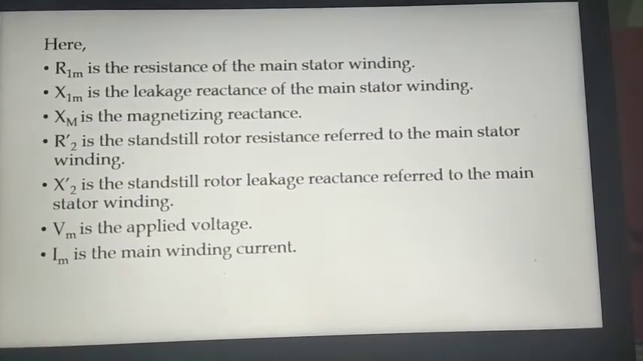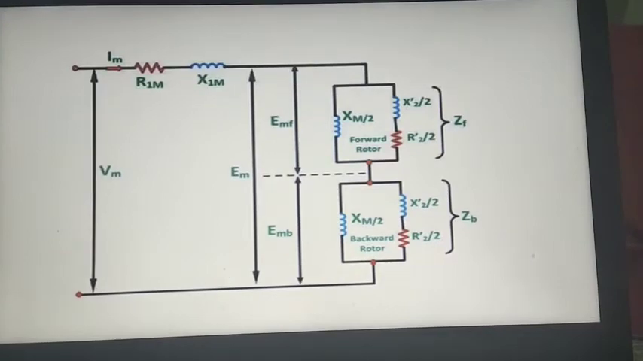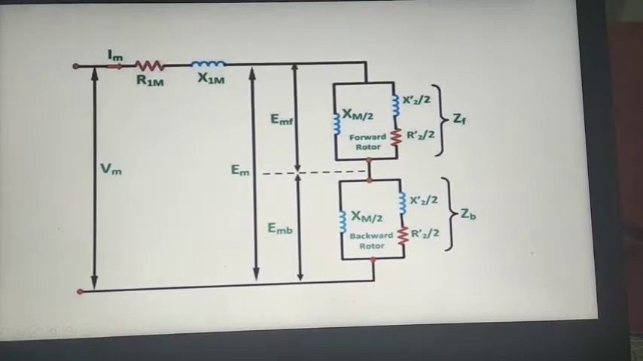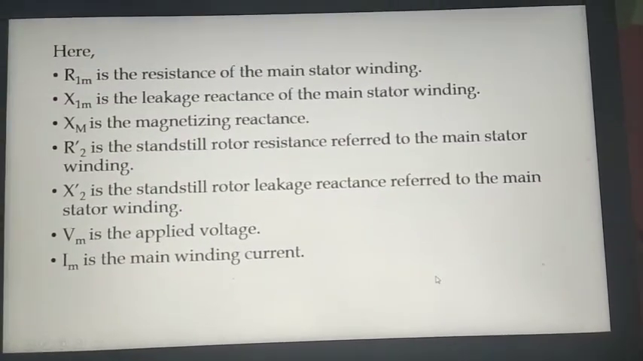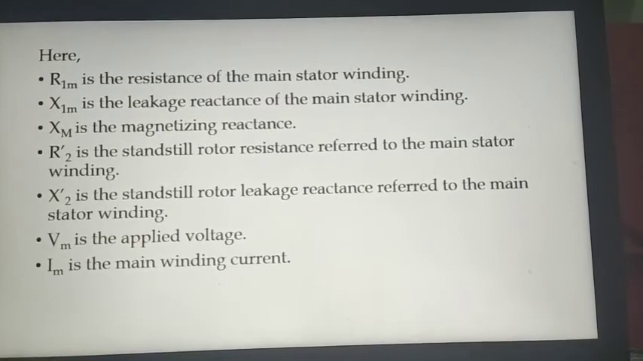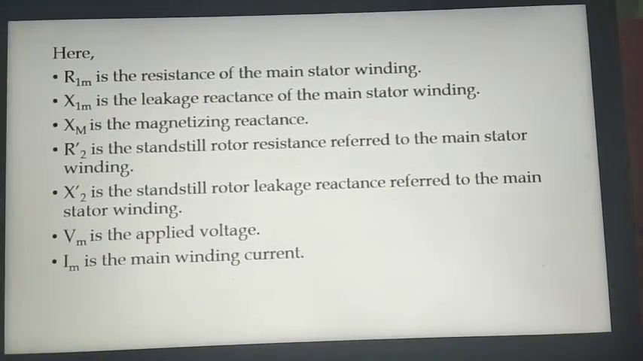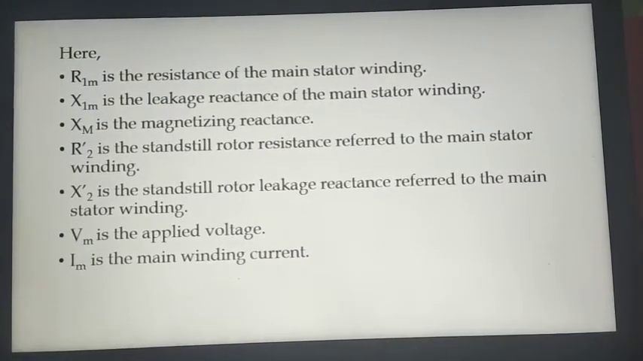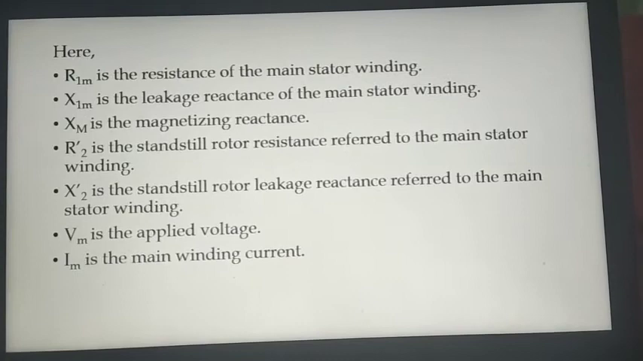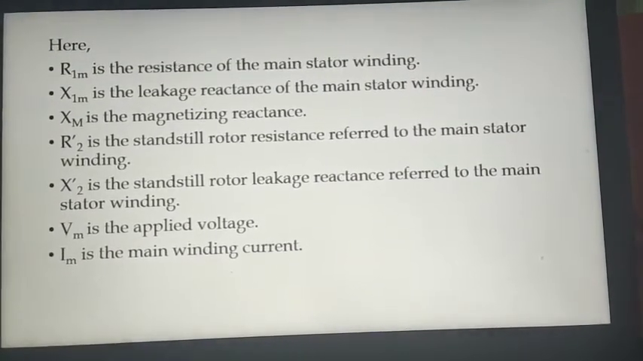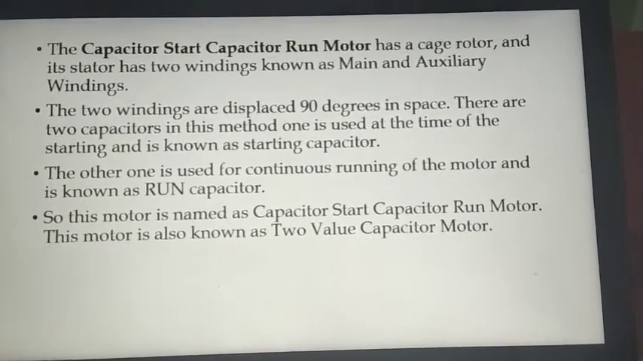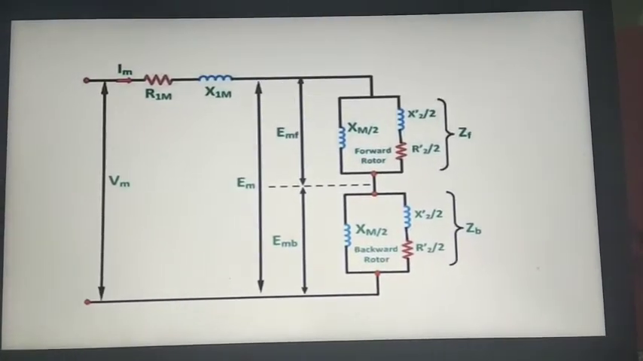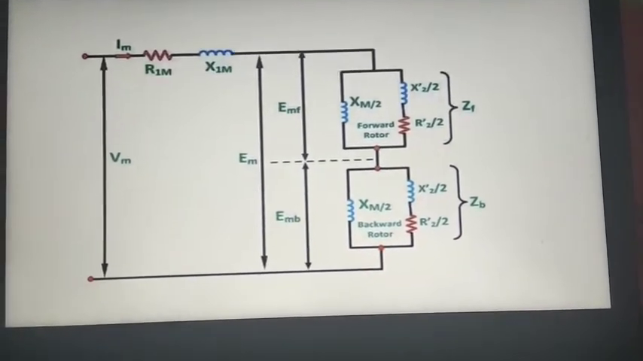Then R2 dash. The R2 dash value is divided into two, here as well as here. R2 dash is the standstill rotor resistance referred to the main stator winding, and X2 dash is the standstill rotor leakage reactance referred to the main stator winding. Vm is the applied voltage and Im is the main winding current. So these are all the equivalent circuit of single phase induction motor.